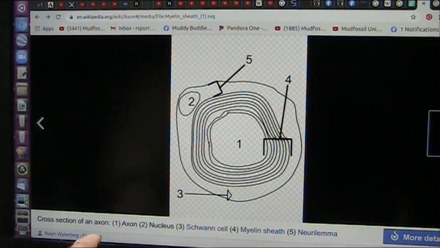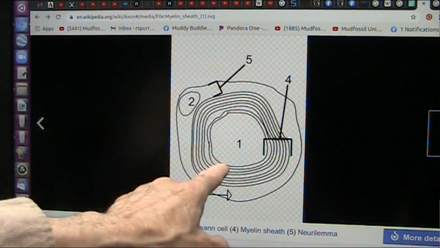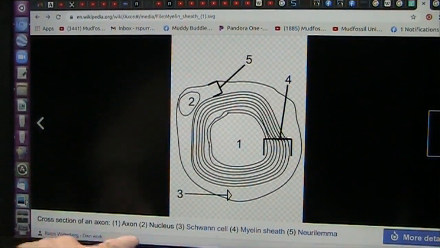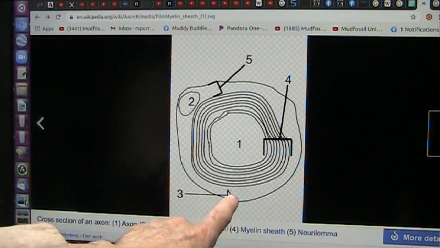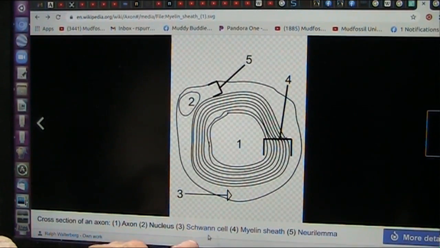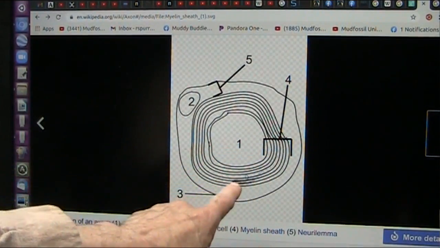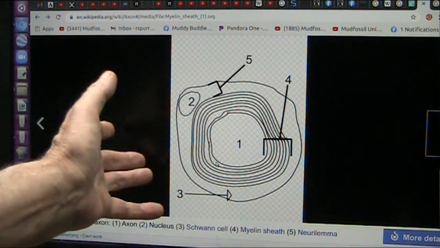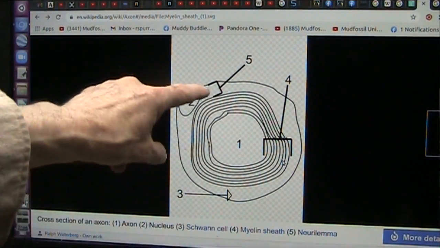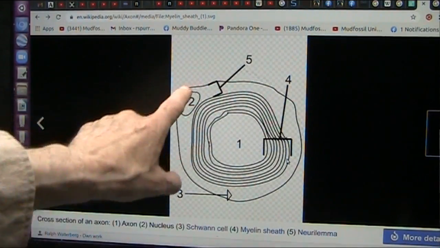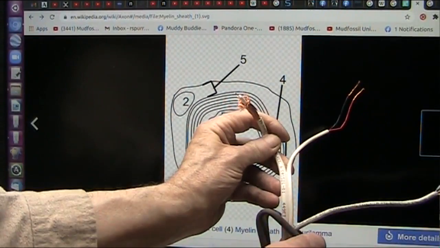And I show you here, one is the axon. That's the wire. Two is the nucleus. It's over here. Three is Schwann cells. Now the Schwann cells, I got a feeling, are the source of the bacteria. I think I'm going to look into those. Myelin sheath is the whole shooting match here. Wrapped right around here. That's the myelin sheath. That's the insulation. Five is the neurolemma, which is outside of here, which is another layer of insulation. So they really have two layers of insulation, basically like this.